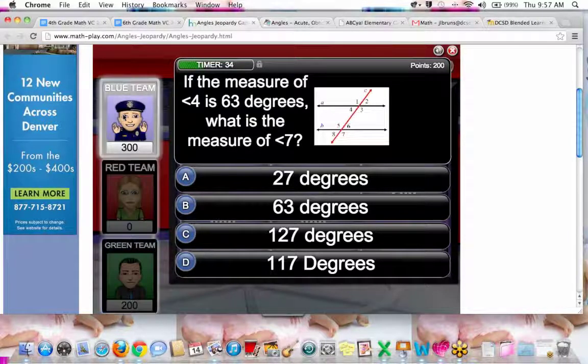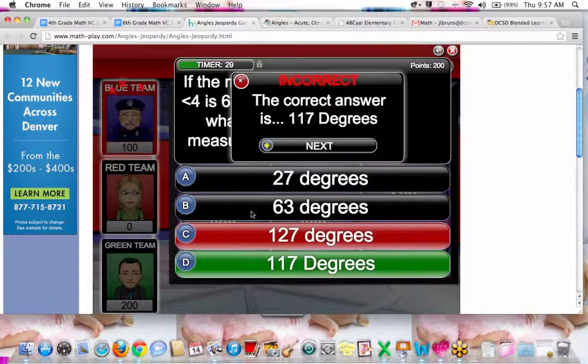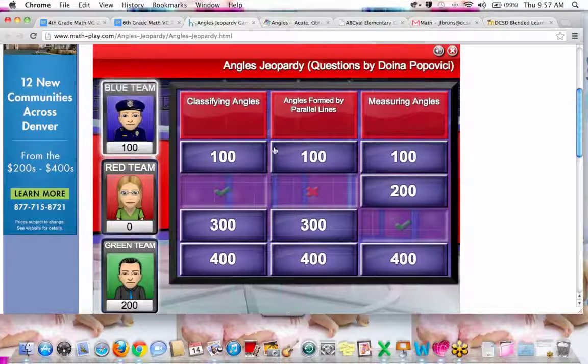Jack, I would say 127. Okay, let's see. Ooh, 117, because if you add 117 to 63, that would give you that perfect 180-degree flat line. Does that make sense? Oh, I didn't see the 117. Oh, you didn't see that option. Oops. Well, oh well. Go ahead and choose again for us, Jack.